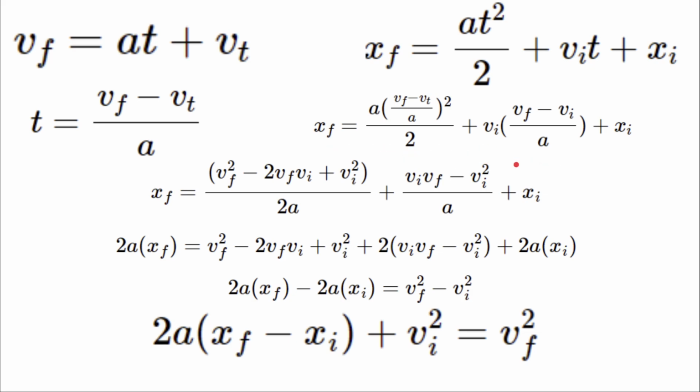Now let's plug this into our second equation to eliminate time. So after plugging it in, we expand out all that velocity, we multiply the whole expression by 2a, we simplify all the velocity and we move the 2a times xi to this side, rewrite it and add the vi to that side. This can also be written as delta x.